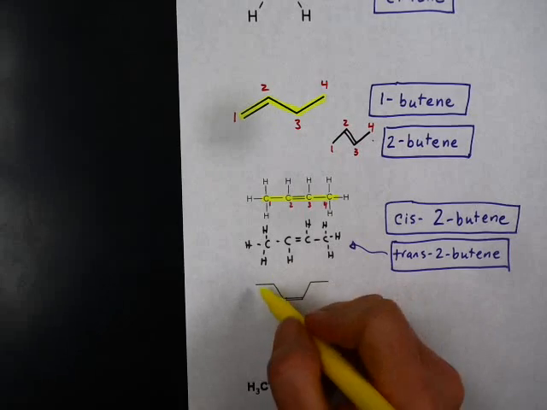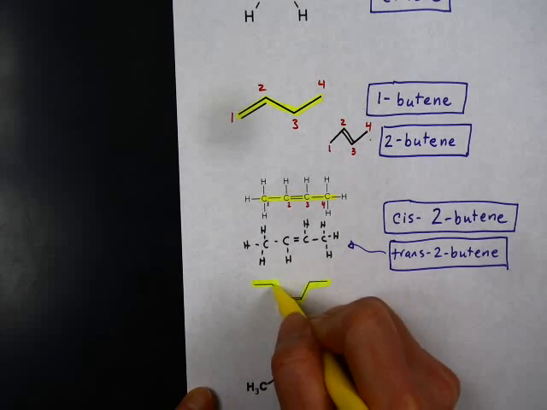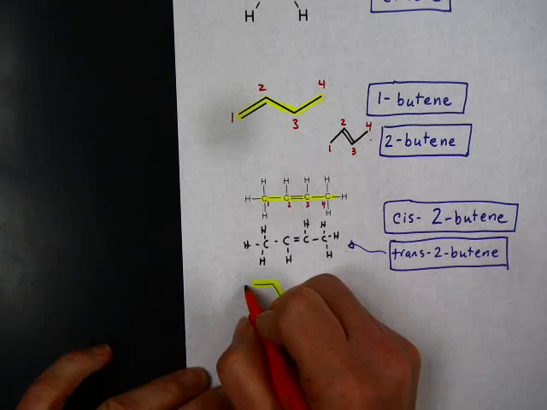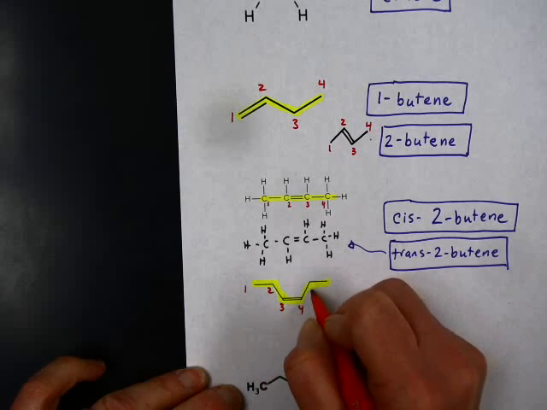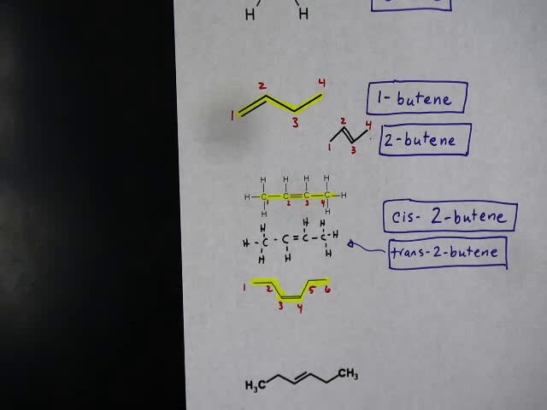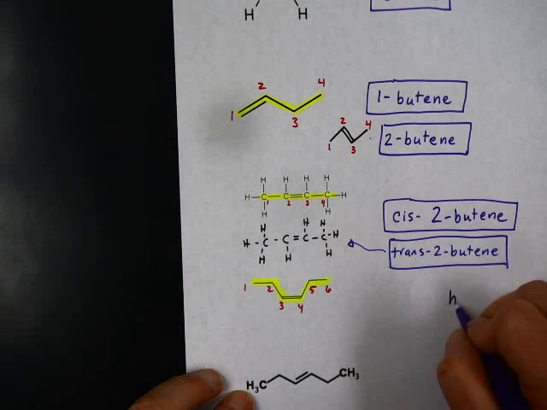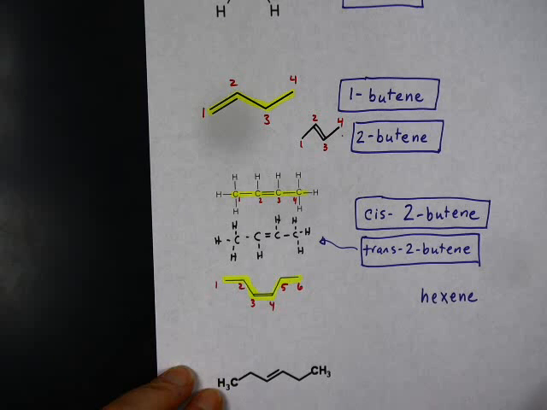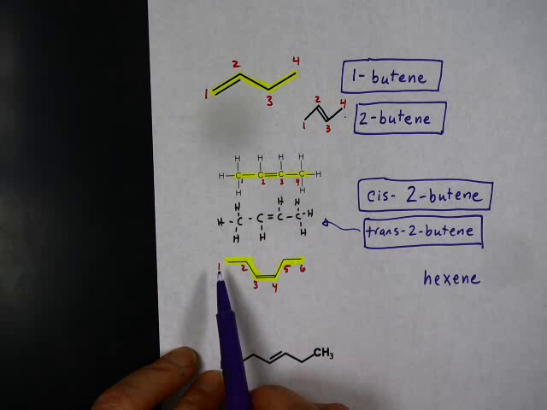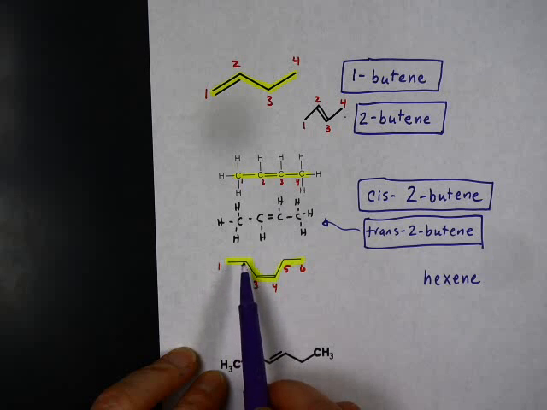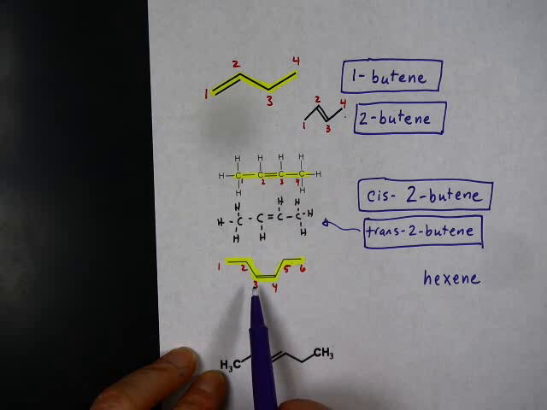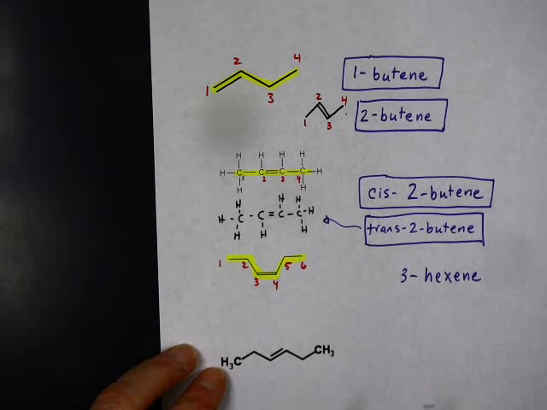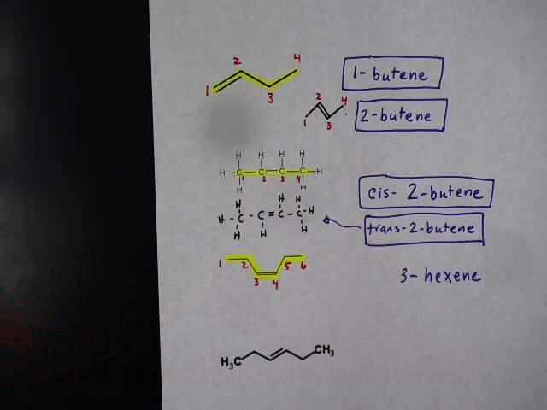Next one, highlight the longest continuous chain, like so. Number it, as usual. This one, again, it doesn't matter. Left or right, we'll get the same numbers. 6, so this is hex. Hex is 6. I see that it has a double bond, so hexene. Where is the double bond? Take a look. Start at carbon 1 and start marching down the molecule until you get to the double bond. 3. Starts on carbon 3. So it is 3-hexene, and then I look to say, can I tell if it is cis or trans?